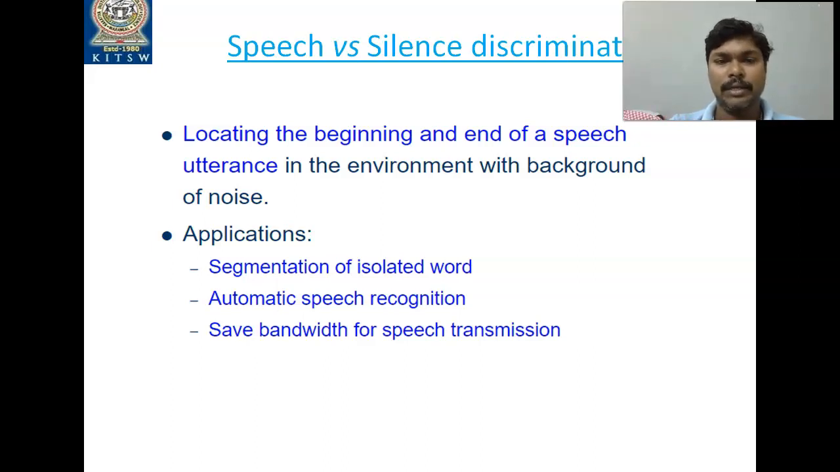The main application is the segmentation of isolated words and automatic speech recognition. This is also a very important area where research is going on. Another important application is that we need to save bandwidth for speech transmission. Once we clearly identify the beginning and end of a speech, we can save bandwidth for the transmission of the speech for further processing of the speech.